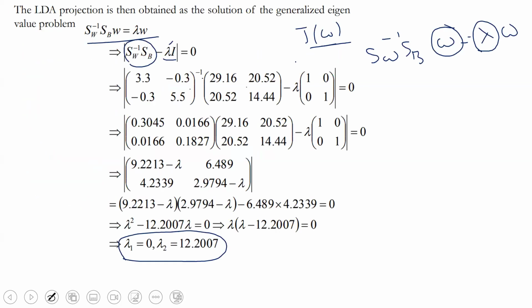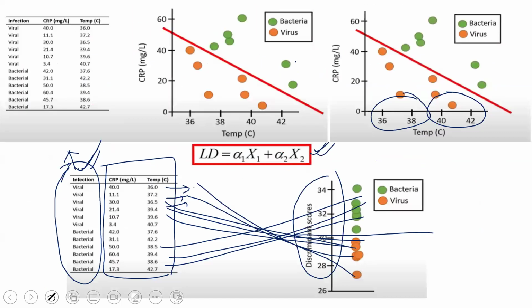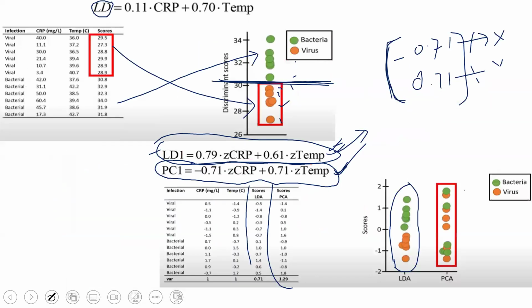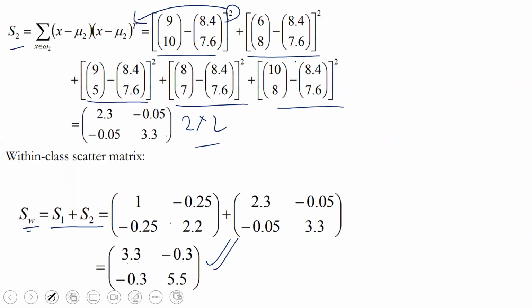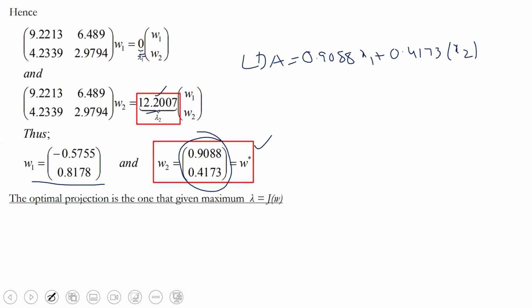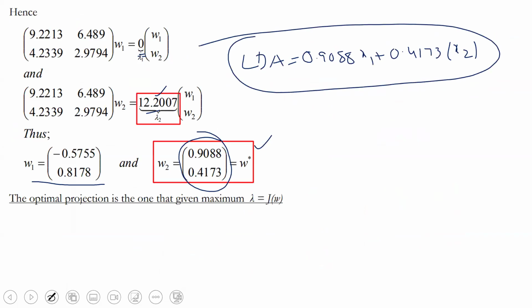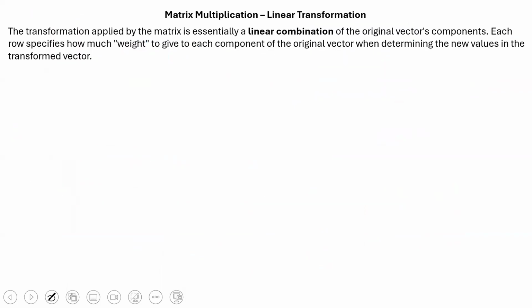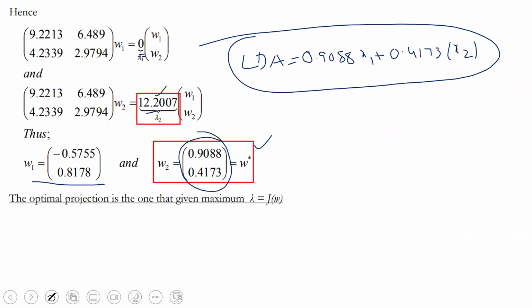Okay, so that is the equation we have seen in the first screenshot. I was telling you, alpha 1 x1 plus alpha 2 x2, so we just have to find out alpha 1 and alpha 2. That is found out here. Got it? So this is what LDA actually means. Did you understand what LDA actually means? You got some understanding of it? Yes. Okay.